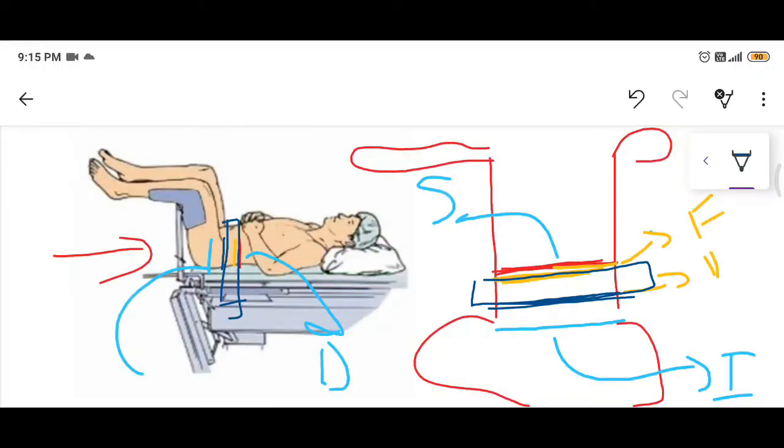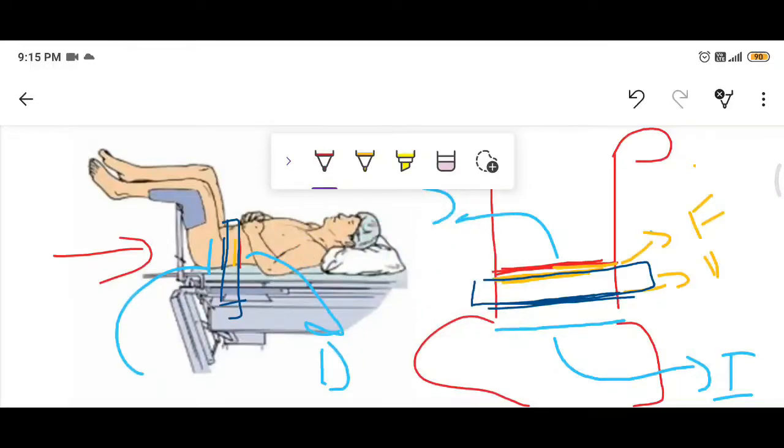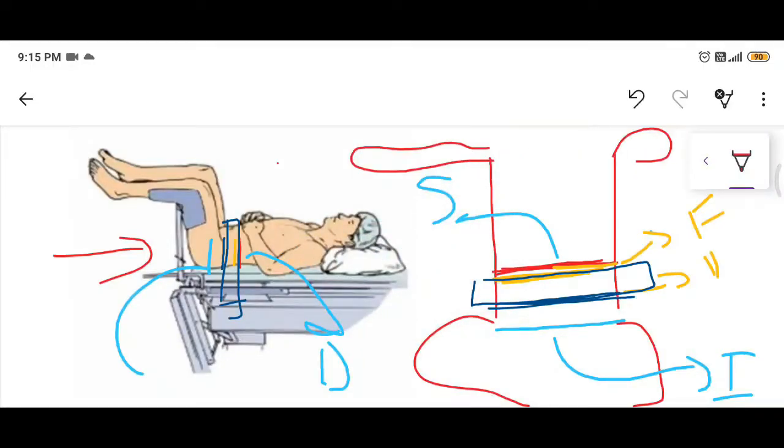Okay, and if you see just inferior to the deep perineal pouch, we have the perineal membrane and Colles fascia. Between the perineal membrane and the Colles fascia we have something called the superficial perineal pouch. In the normal view the superficial perineal pouch is inferior, but in the lithotomy view the superficial perineal pouch is superficial. In the same way, in the lithotomy view the deep perineal pouch is deep, but in the normal view the deep perineal pouch is superior.